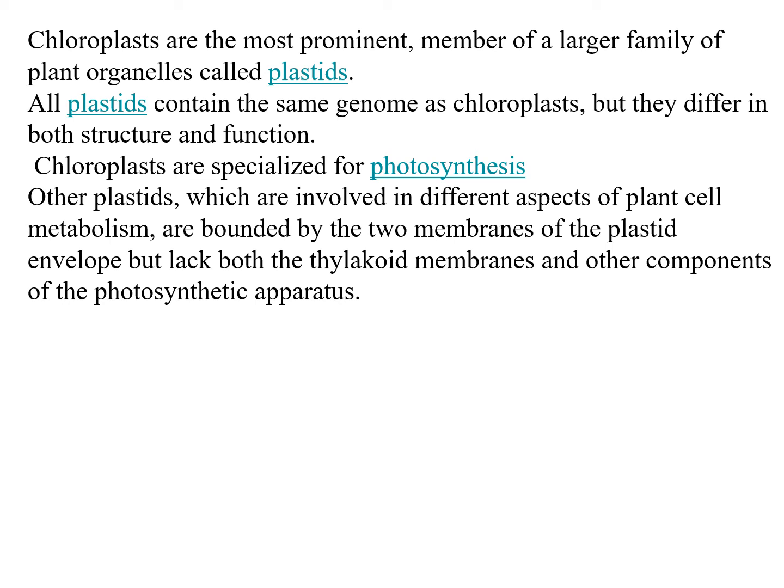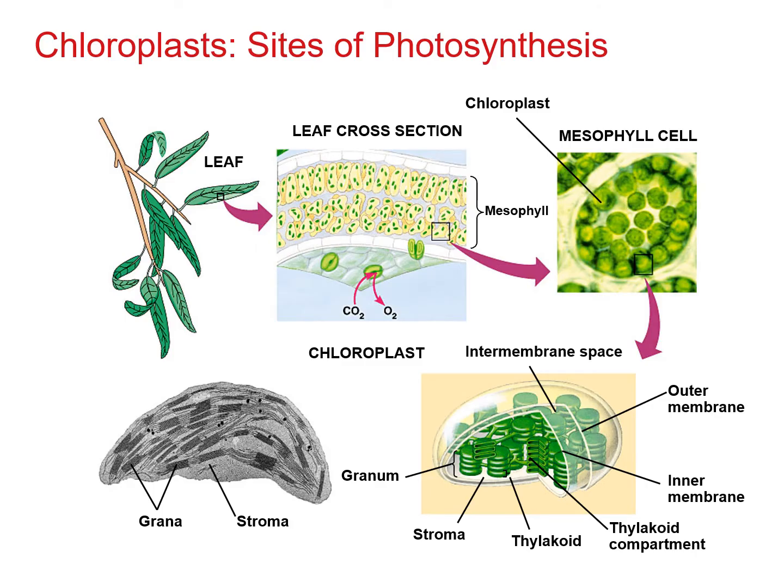metabolism. They are bounded by two membranes of the plastid envelope, but lack both thylakoid membranes and other components of the photosynthetic apparatus. Okay, as we know, chloroplasts are the site of photosynthesis. Just like mitochondria, the chloroplast structure is composed of a permeable outer membrane, a less permeable inner membrane, an intermembrane space, and stroma, which is the inner section.